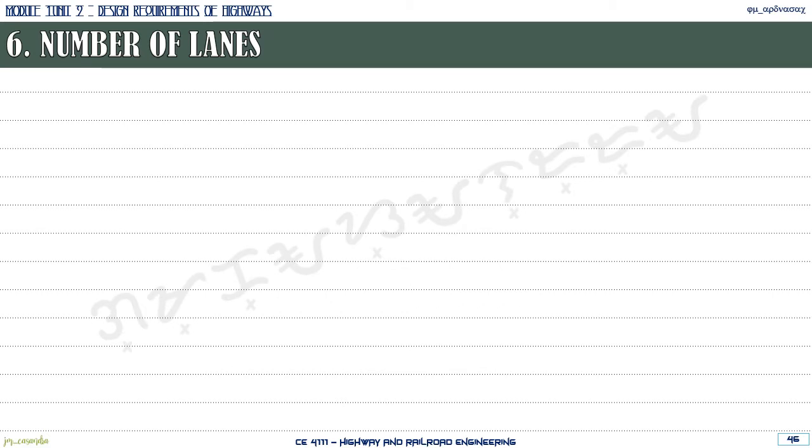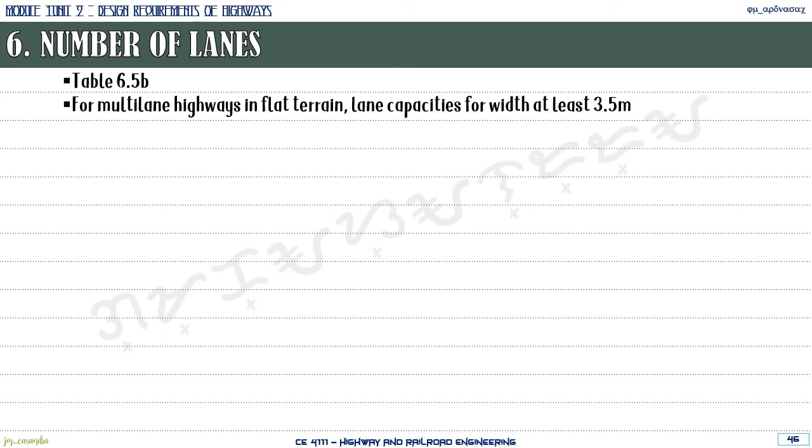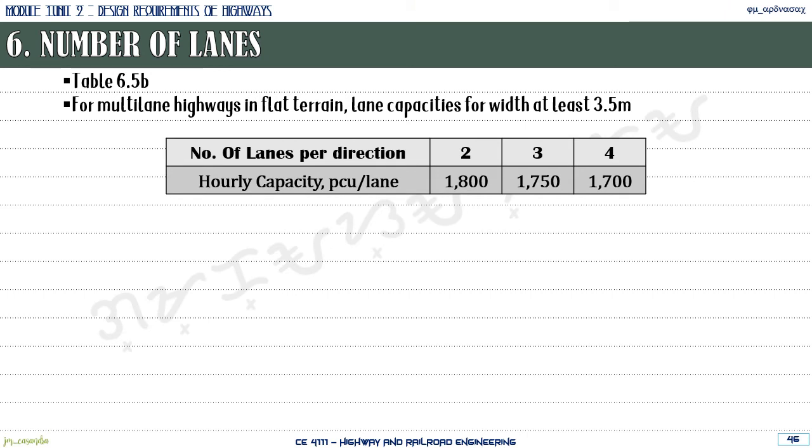So another table that could help us in our design of the volume and the number of lanes of a highway is table 6.5b, which shows us the capacities of multi-lane highways for flat terrain having at least 3.5 meters width. So this will be our table. Since for multi-lane highways, they will now be focusing on one direction only, in this table you can see that the capacity will be measured per lane.